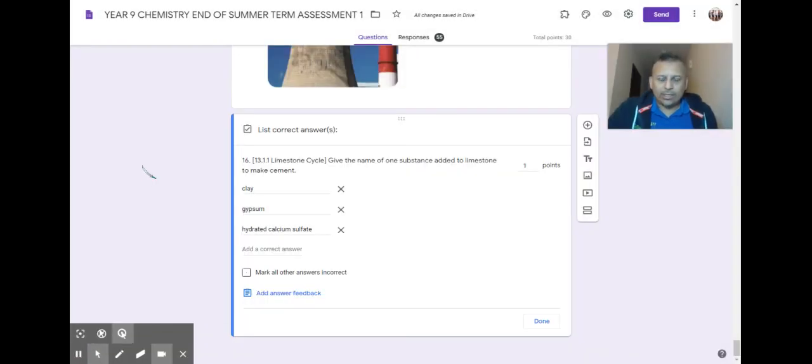And finally, one of the substances added to limestone to make cement: clay, gypsum, or hydrated calcium sulfate. All 3 of those answers were acceptable answers.